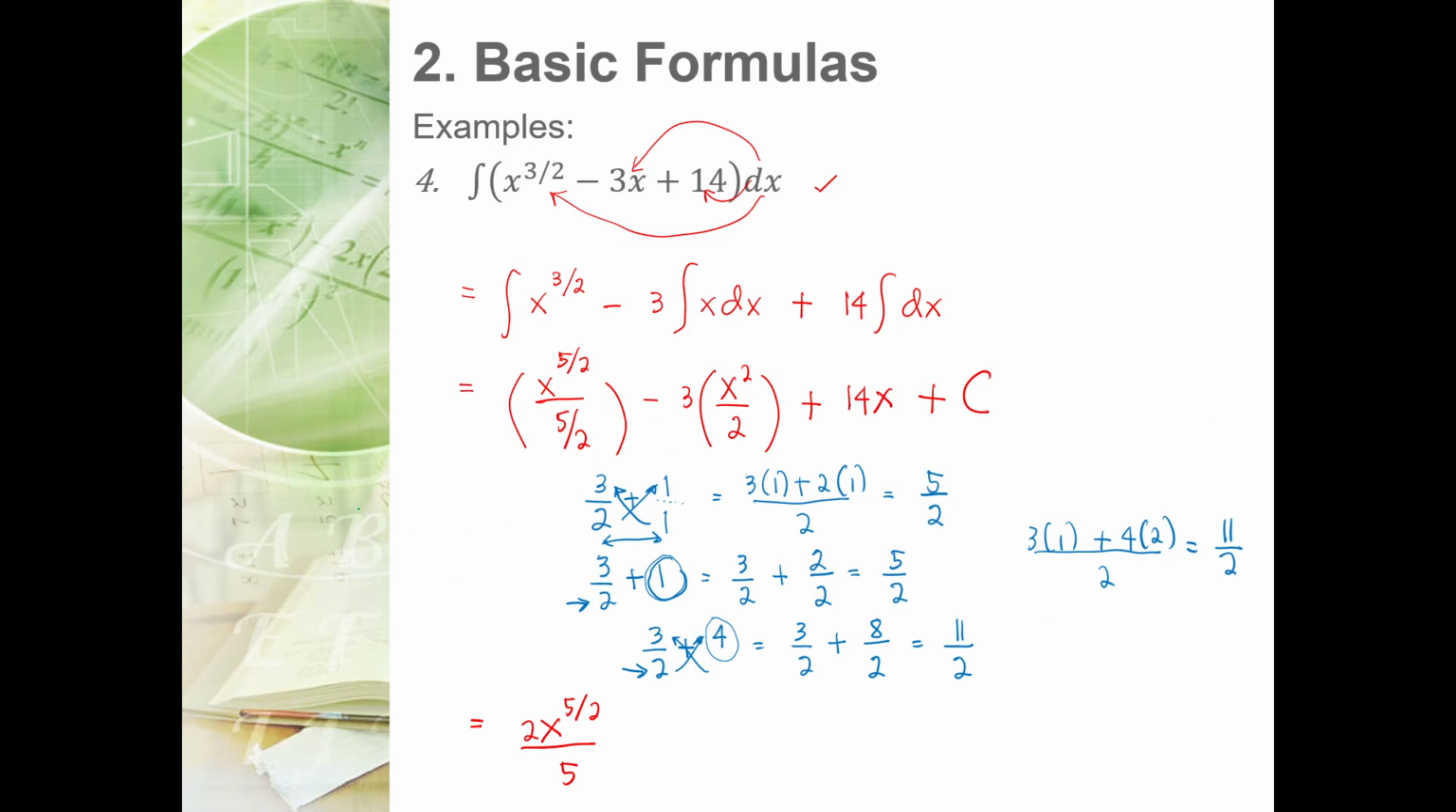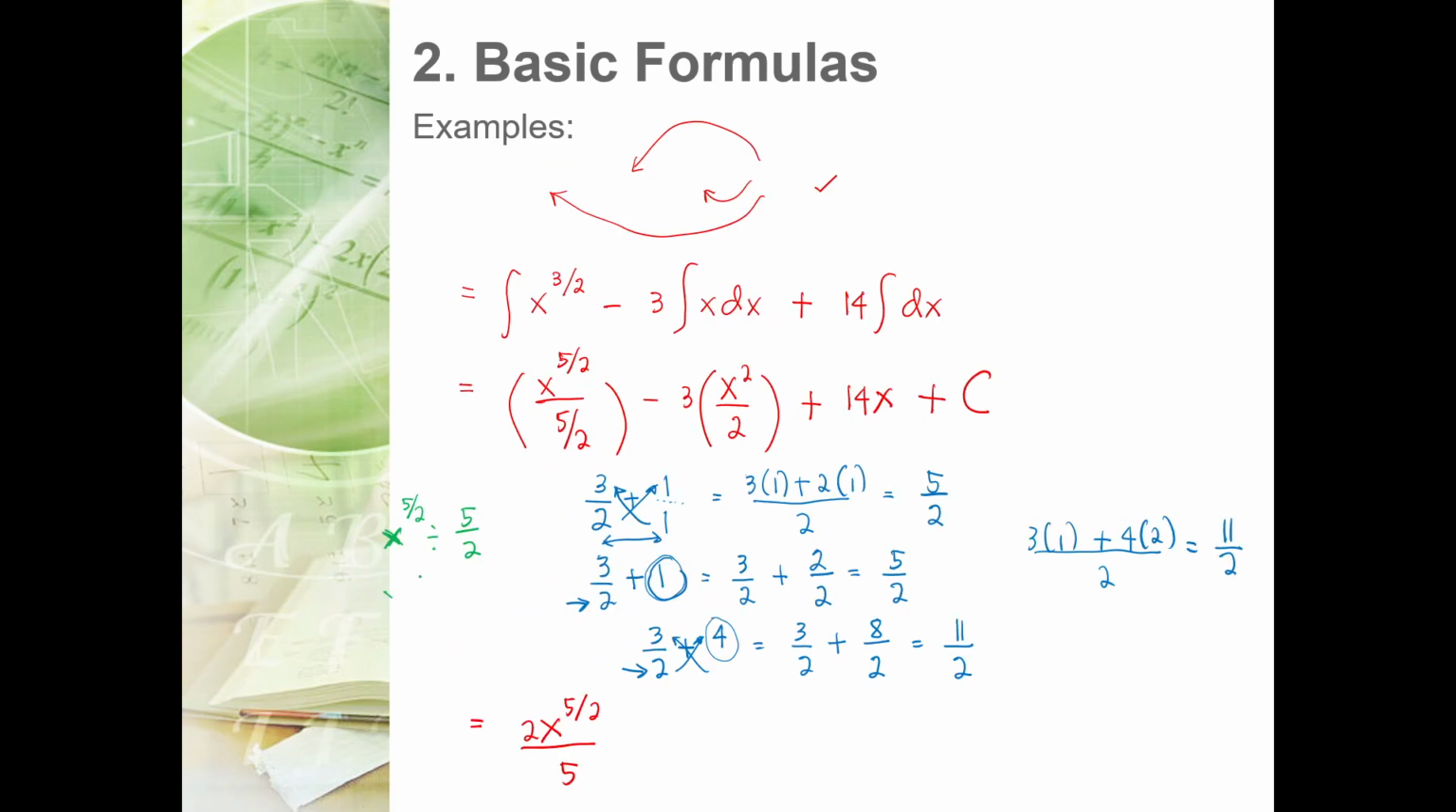So notice that in basic algebraic division, we have x to the power of 5 halves divided by 5 over 2. Now, the rule for dividing fractions is we get the reciprocal, then we multiply it to the first term.